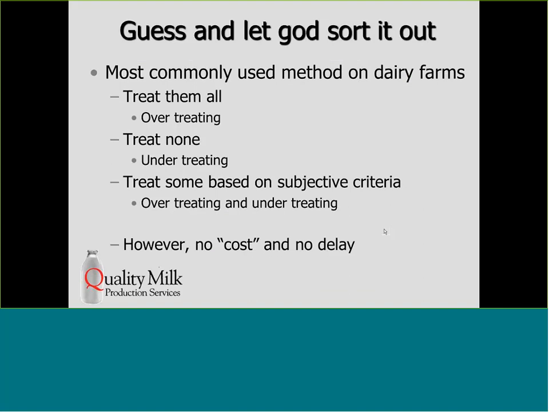So the most commonly used method across the dairy farms for those 9 million cows lactating in the United States today is guess and let God sort it out. And what this leads to could be treating all of them, and that leads to over-treating. Hopefully by now I've already convinced you that we don't need to put tubes in every cow with mastitis, and we're going to go through some data at the end of this presentation, which is done right here in New York and shows us some local results.